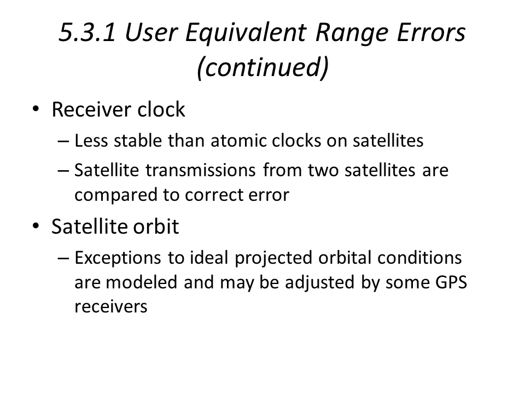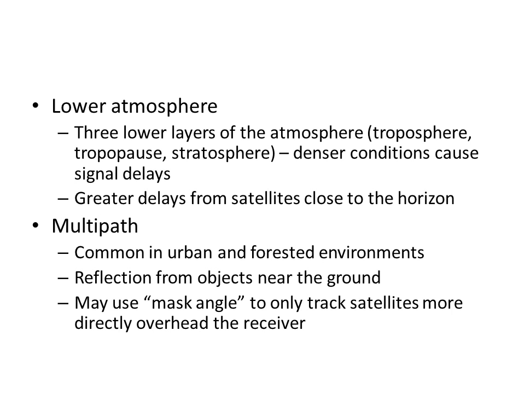Satellite orbit may vary because of conditions in space, and exceptions to ideal projected orbital conditions are modeled and may be adjusted by some US GPS receivers. The lower atmosphere, the three lower layers of the atmosphere, the troposphere, tropopause, and stratosphere, have denser conditions that may cause signal delays. Weather conditions become important as well. Greater delays may occur from satellites that are close to the horizon relative to a position on the Earth.